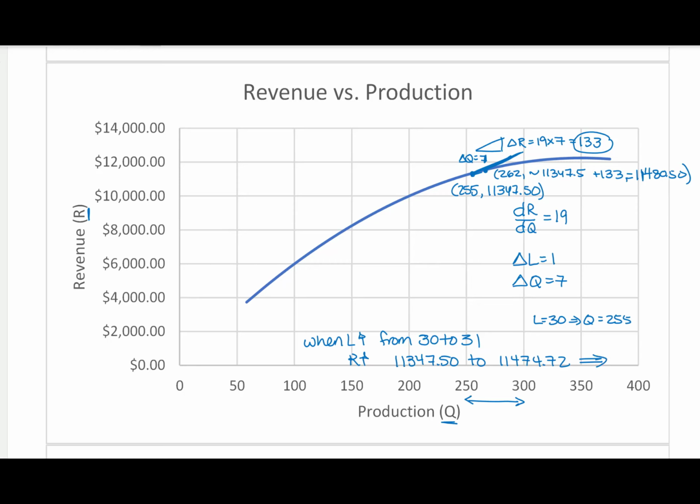And that change is $127.22. So you can see that it's not an exact value, but it gets us really close to what that value is. And the larger the change, so we had a change in Q of 7, the larger that change, the less exact our estimate of the change in revenue will be, but it's still very close to what we expected. So that's a very good estimate.